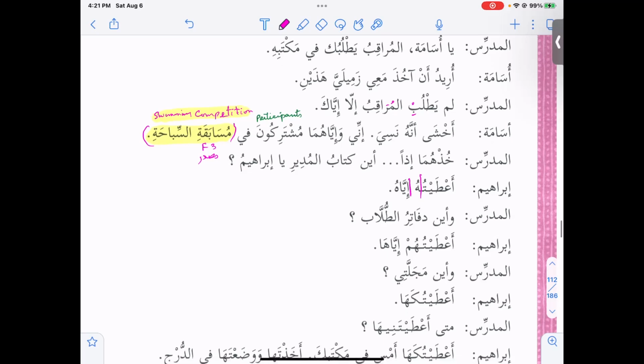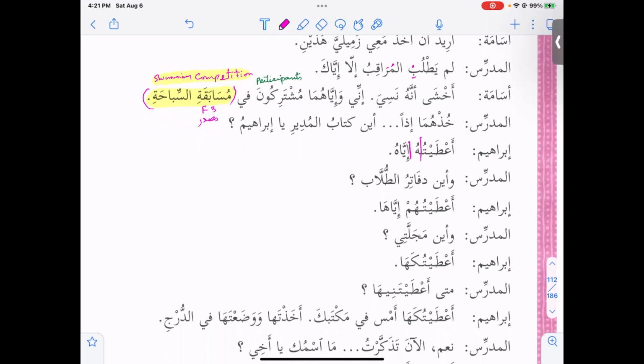Aina dafatiru tulabi. Ataitu hum iyaha. Ataitu hum, I gave them. Iyaha goes to the dafatir. Did you get the idea?